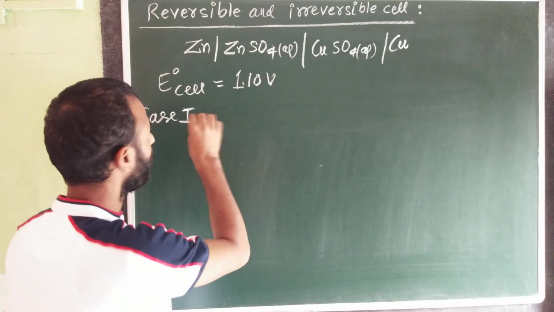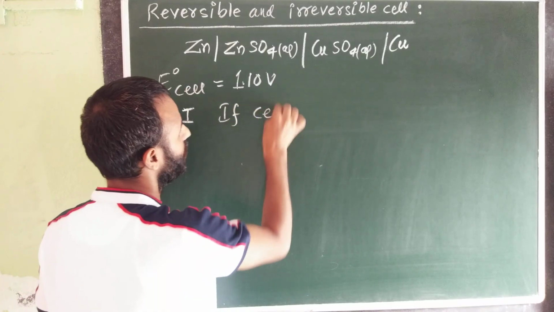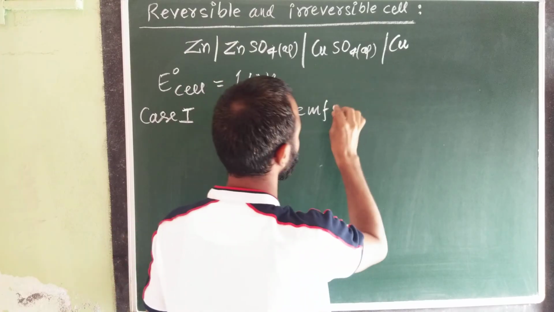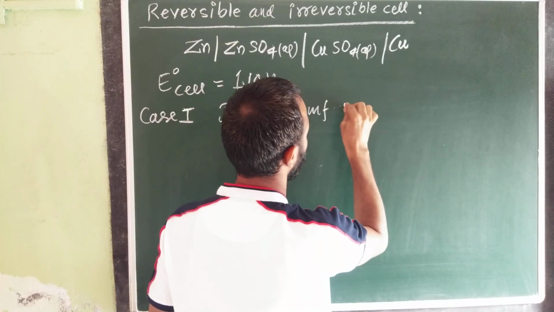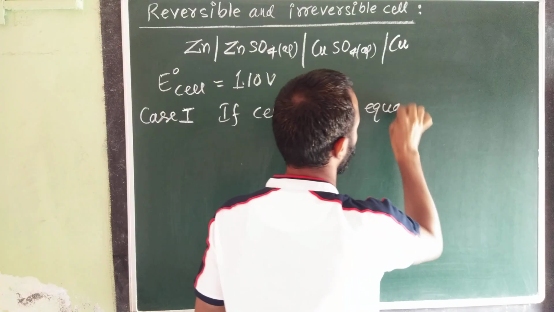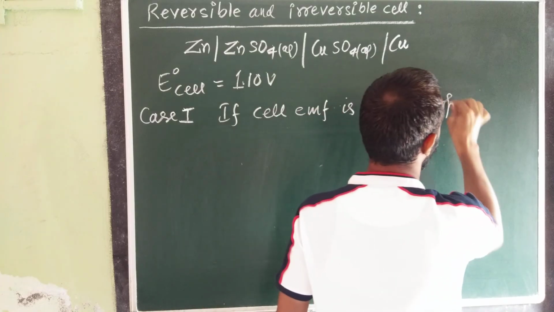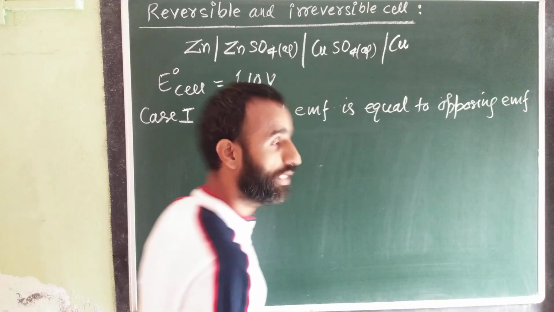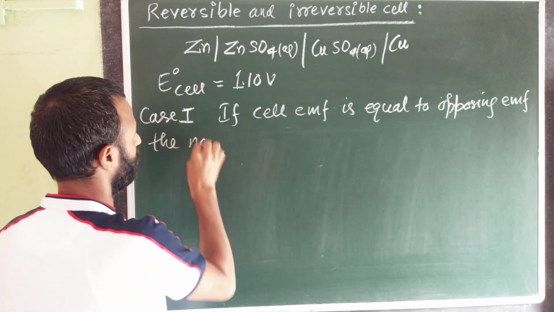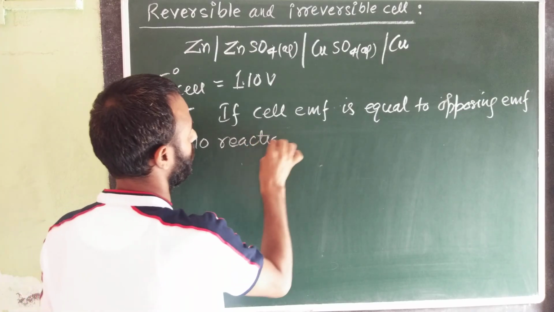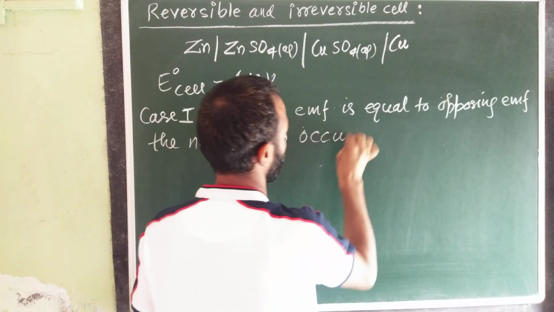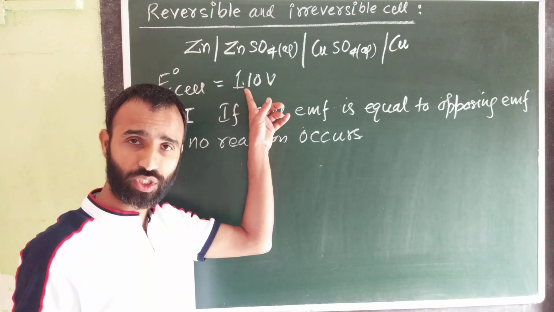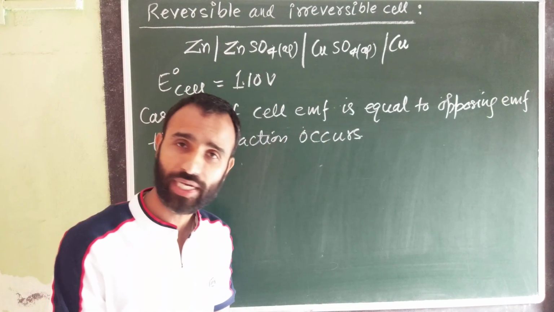For example, case 1, if the cell EMF is equal to the opposing EMF, then no reaction occurs. For example, if the opposing EMF is equal to 1.10, then there is no cell reaction.